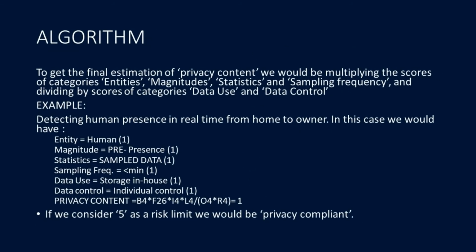To get the final estimation of privacy content, we would be multiplying the scores of the categories entities, magnitudes, statistics, and sampling frequency, and dividing by the scores of the categories data use and data control.